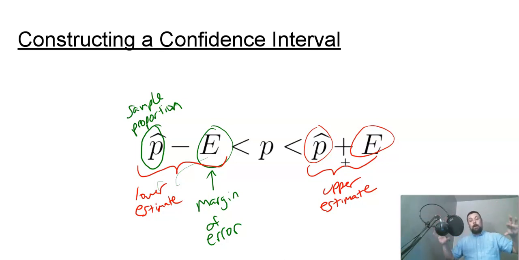So you're estimating that the population proportion will be between the lower estimate and the upper estimate. That's going to become your interval estimate for the population proportion. And since that's the thing we're estimating, that's what goes in the middle, right? This is the population proportion. And we're saying it's going to be between these two values. And that's what our confidence interval is going to suggest.